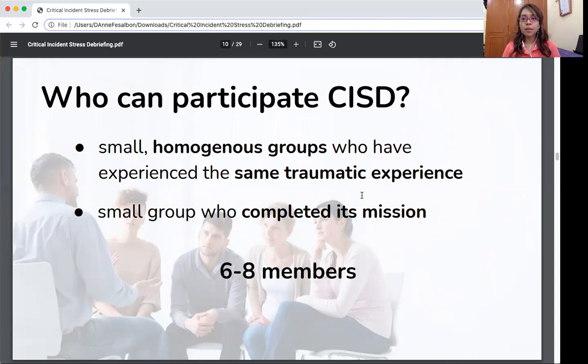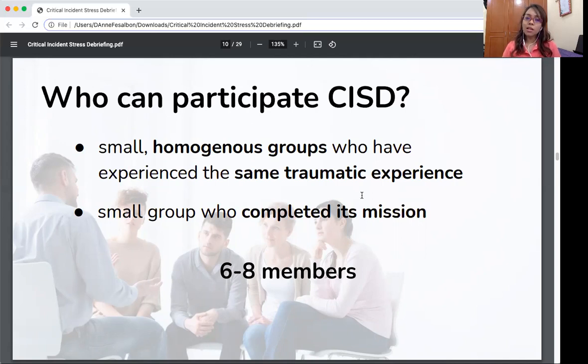Let's say, for example, in a flood, a flood happens at a particular time. You can't put groups together who did not experience the same event. So the group has to be in the same place where the same event happened. It's also composed of a small group who completed its mission. Let's say when it comes to soldiers, sometimes those soldiers are still not done with their mission.